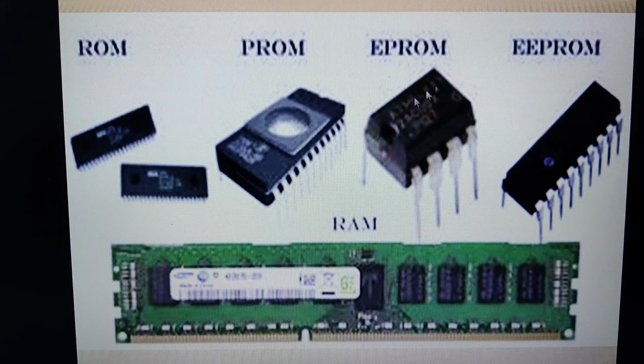Next variation of EPROM is the electrically erasable programmable read-only memory, EEPROM. Here also we can rewrite the contents, but it doesn't require any ultraviolet light. In fact, the contents are erased by exposing it to an electrical charge. Even EEPROM is a non-volatile memory. Alright, next we have discussed the random access memory.